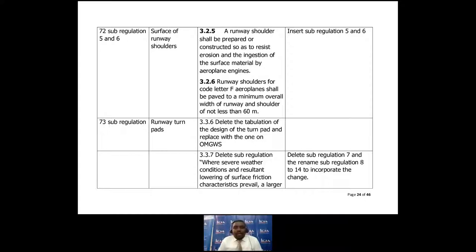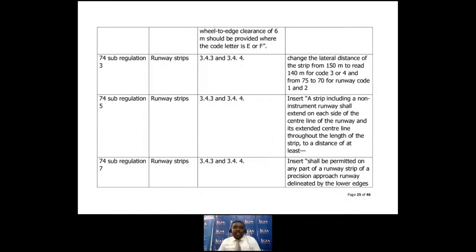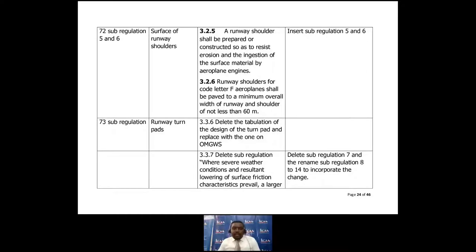outer main gear wheel span. That was from Annex 14, Volume 1, Section 3.3.6. And then 3.3.7, to delete the sub-regulation: where severe weather conditions and resultant reduction of surface friction characteristics prevail, a larger wheel-to-edge clearance of 6 meters should be provided, where the code letter is E or F. And to delete sub-regulation 7 and renumber sub-regulations 8 to 14 to incorporate the change.